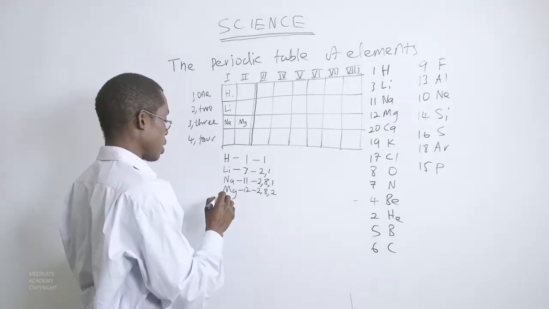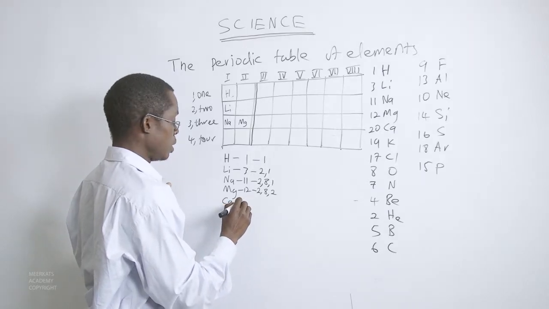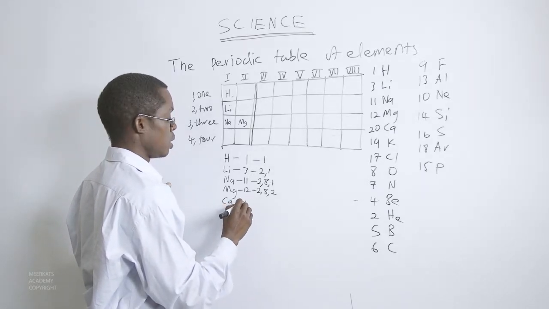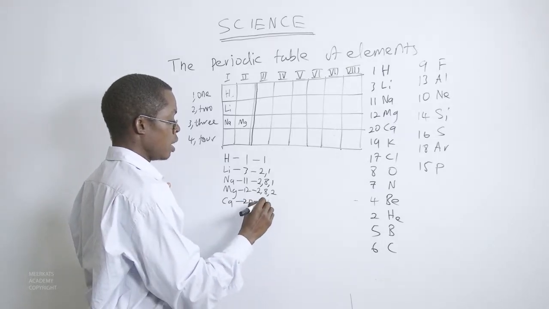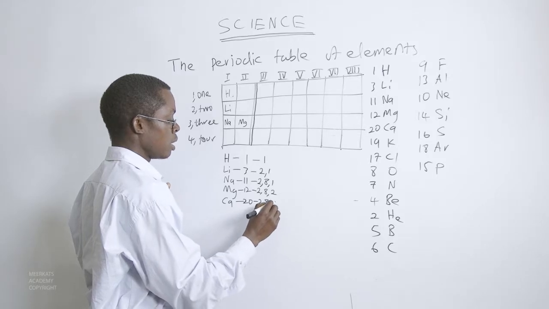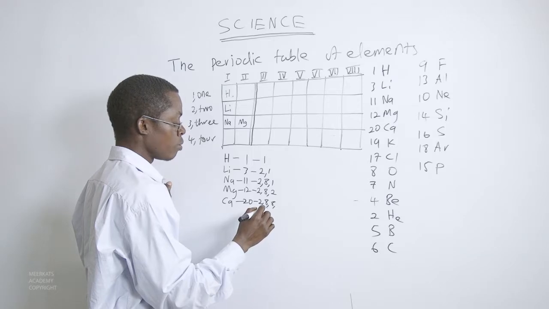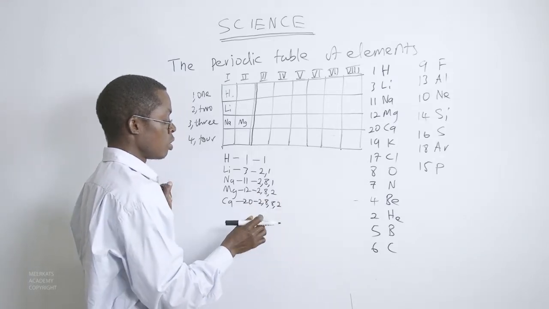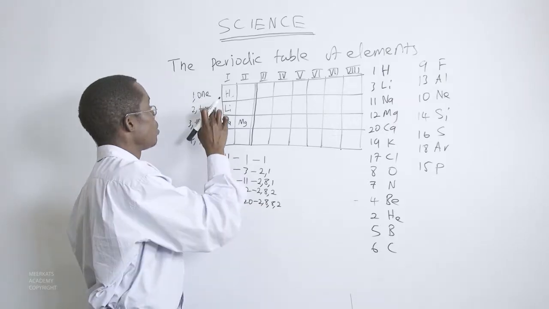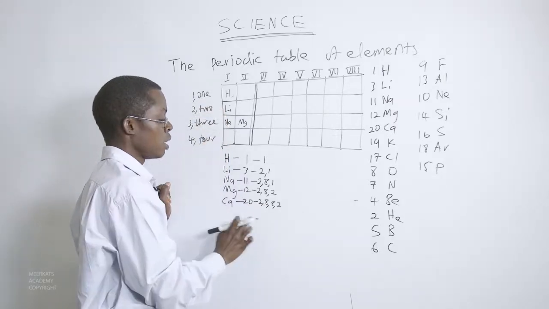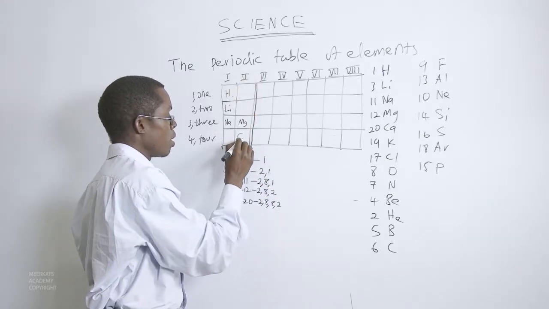Our next one is calcium, which is 20, implying 2, 8, that is 10, another 8, that is 18. We haven't reached 20. 18 to 20, remaining 2. So energy levels here are 1, 2, 3, 4. This is the point. Outermost 2. So here we have our calcium.